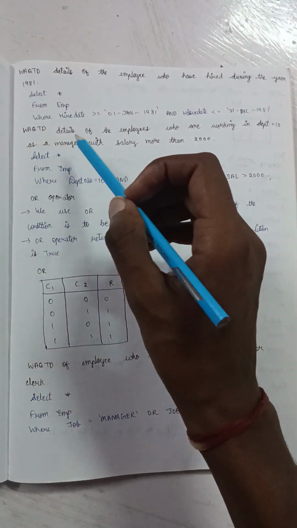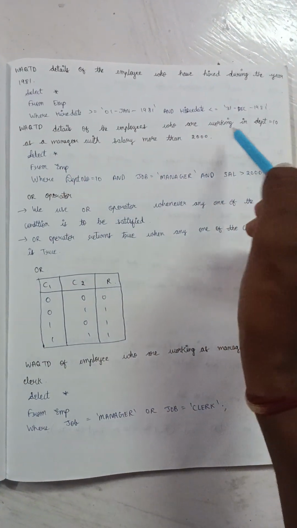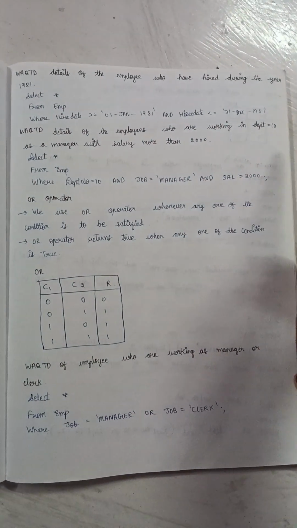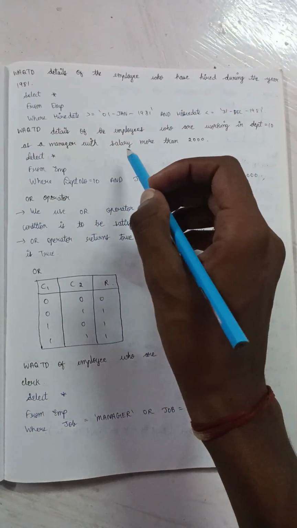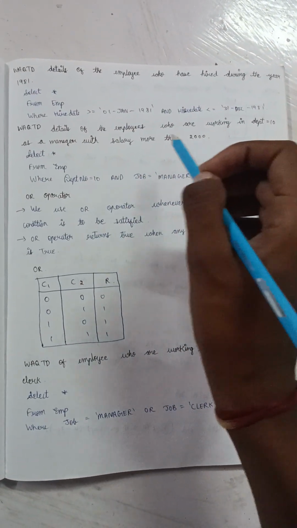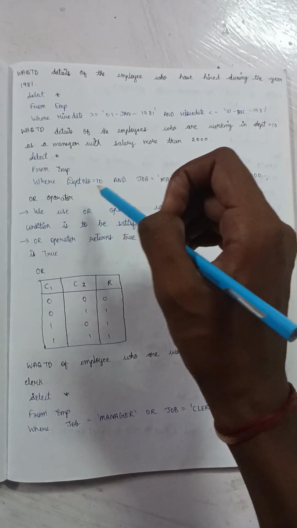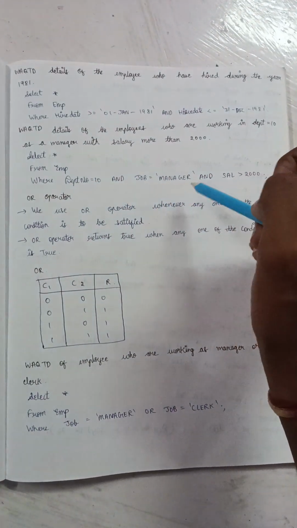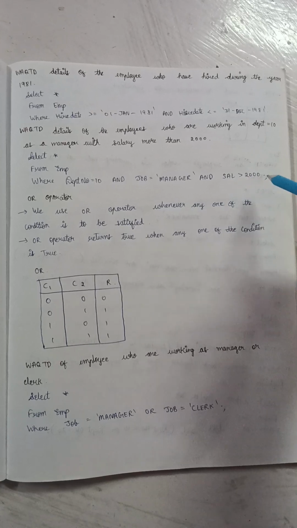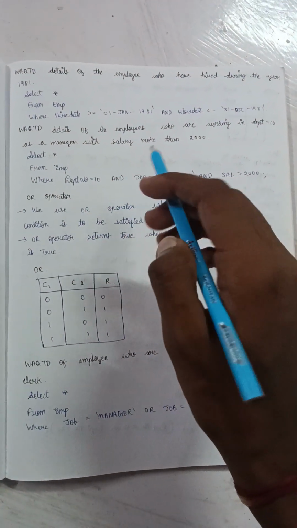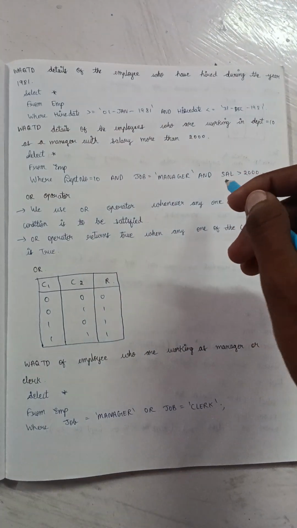Write a query to display details of the employees who are working in department 10 as a manager with salary more than 2000. Select star from EMP where department number is equal to 10 and job is equal to manager and salary greater than 2000. By using and operator, we can also combine two conditions or even more than one.